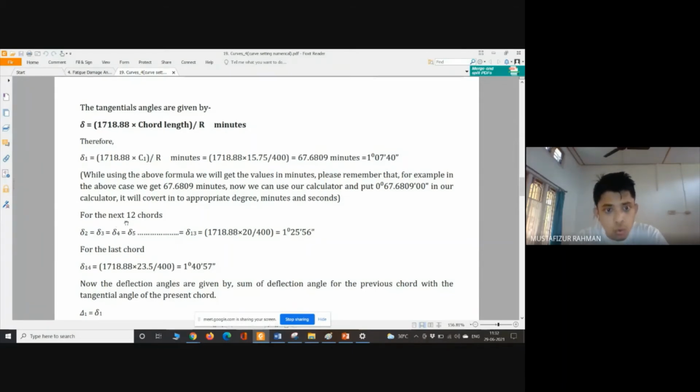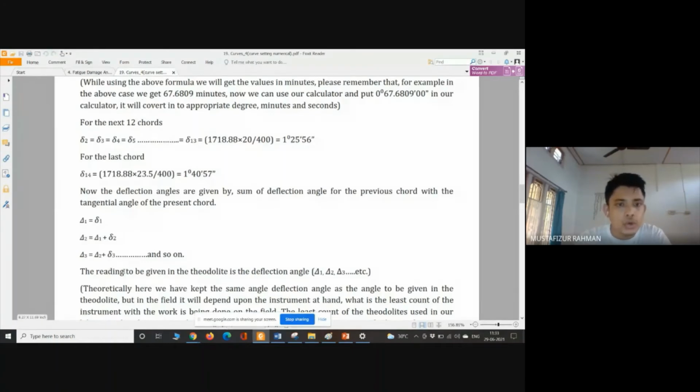Then the next, all are 12 chords, right? Delta 2, delta 3, delta 4, delta 5, up to 13, because the next 12, the length of the chord is same, 20 meter only. So all those values are going to be same. 1719 into 20 divided by 400. If we do and convert it into degrees, minutes, and seconds, this is our value. Then the last value will be different. So the last value is delta 14. The chord length is different here, 23.5 meter, and we have a different value.